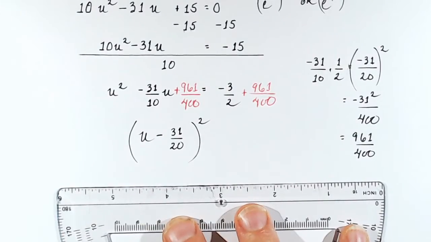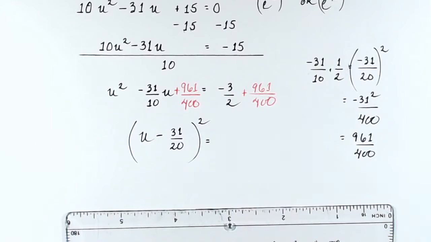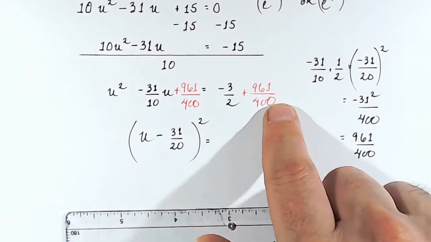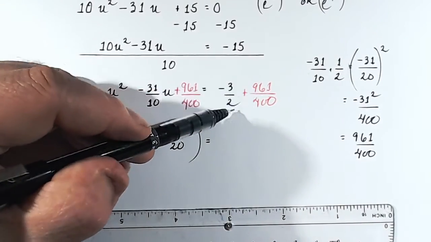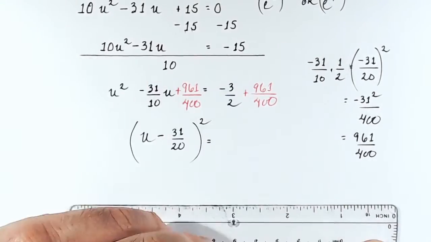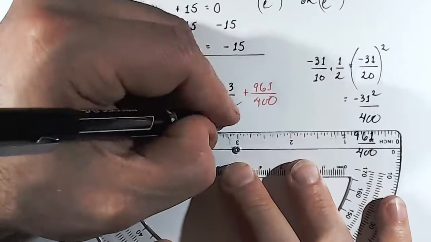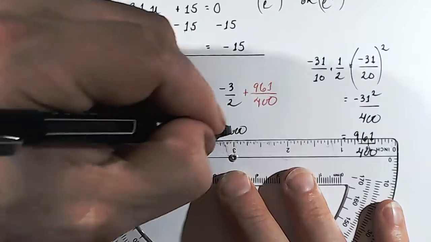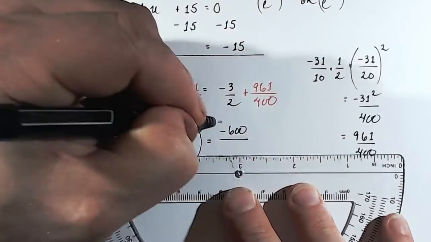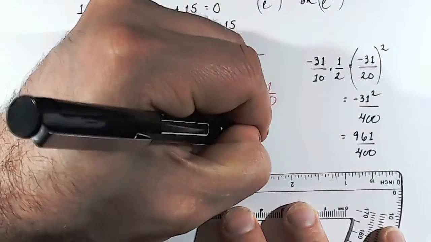So we have a perfect square binomial equal to, and now we have to add this together. Well, we have to get a common denominator between 2 and 400. So I'm going to have to multiply both the top and the bottom here by 200. Negative 3 times 200 is negative 600, and 2 times 200 is 400. So now I have a common denominator.